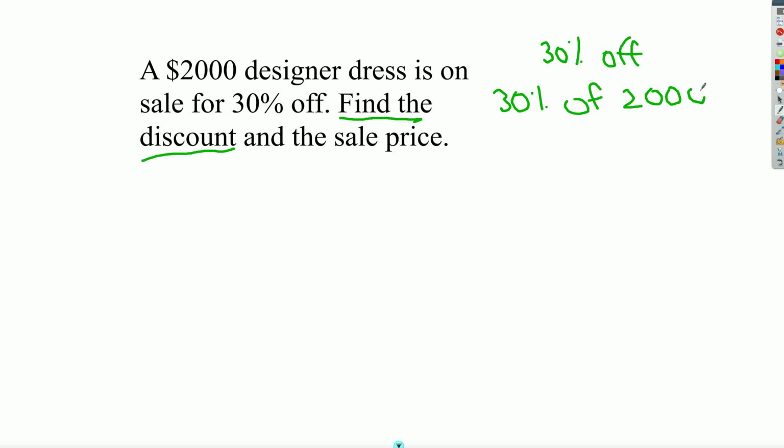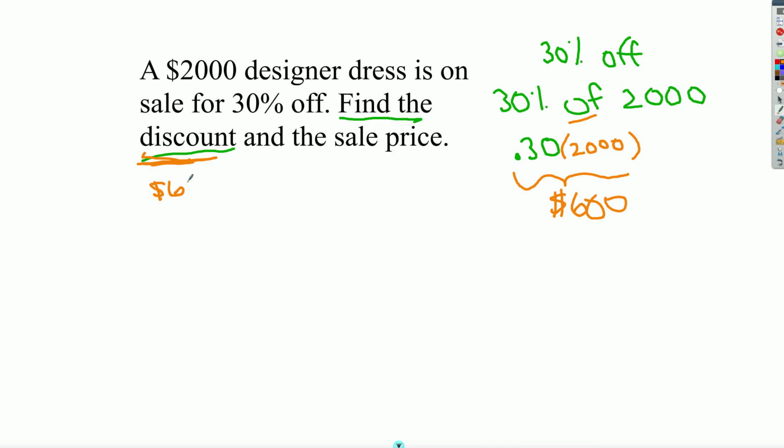It's an expensive dress, right? So here's where I'm going to use my equation skills. 30%, I'm going to write 0.30. Of, I'm going to change to multiplication. 2,000. So if I figure out 30% of 2,000, I just do 0.3 times 2,000. I'm going to type that in my calculator here, and I get 600. You have to be really careful here. 600 is the discount. That was not the entire question.